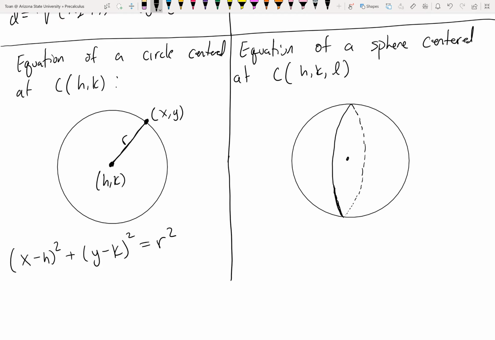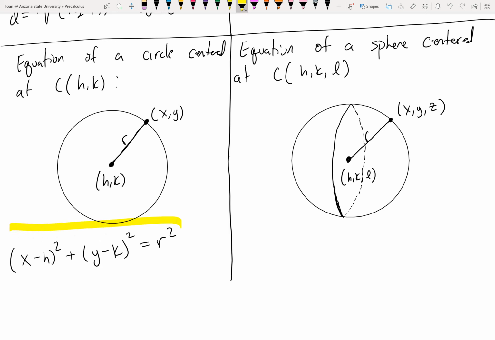So it has some center, but it's a 3-dimensional center. So this is h comma k comma l, and just like circles, spheres are defined by the radius, and radius by definition is the distance from the center to any of the outer edge. It doesn't have to be the circumference, because the circumference is meaningless with spheres. It's to the outer edge, and this is some random point x comma y comma z.